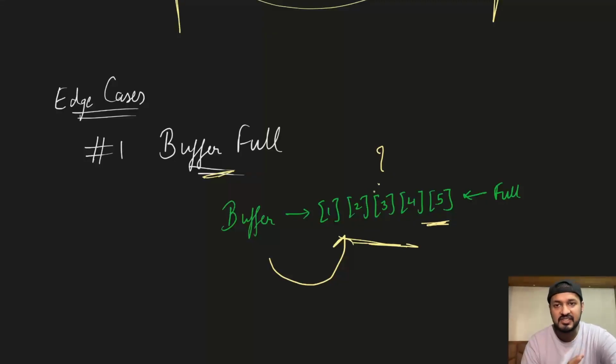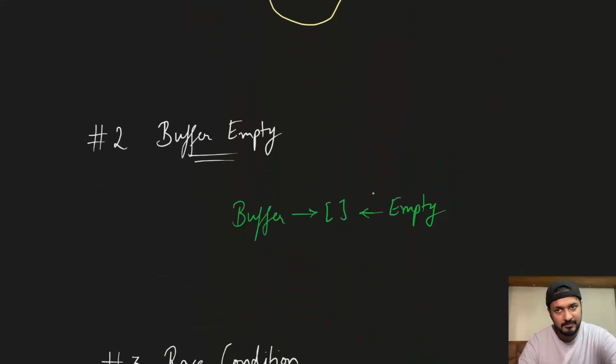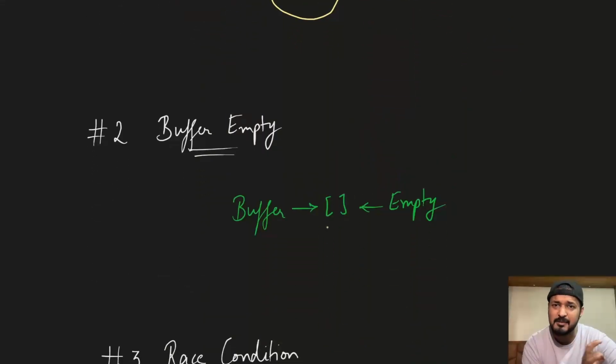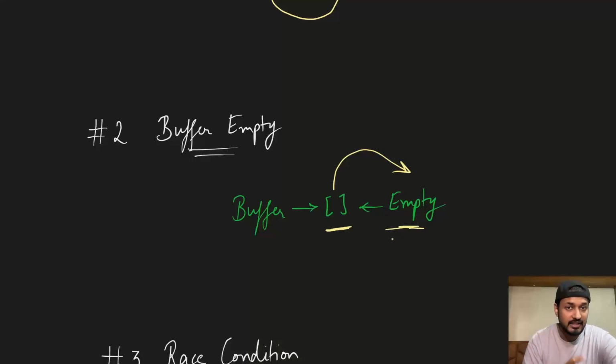The second edge case is buffer empty. What happens when the buffer is completely empty and the consumer tries to take an item from the buffer? If we don't handle this scenario, the consumer will try to read from an empty buffer. This will return null or throw an exception, correct?